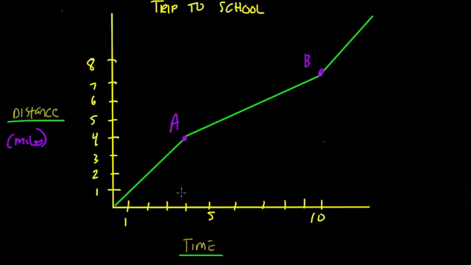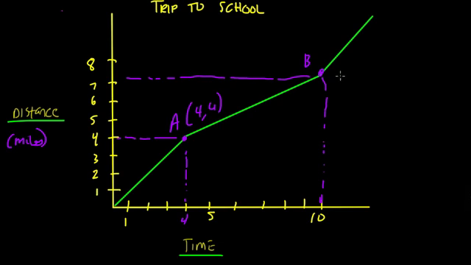So that means that here at A, we're at 4 minutes, right? And we're at 4 miles. So A is 4. Well, where is B? Well, B is at 10 minutes and they're at 7 miles. So that's at 4, 7. So we've gone from 4 miles to 7 miles.